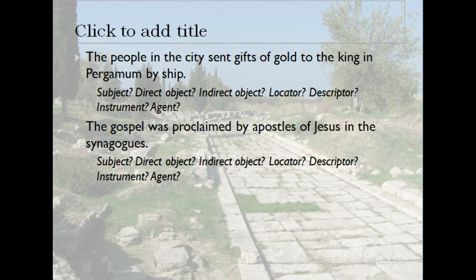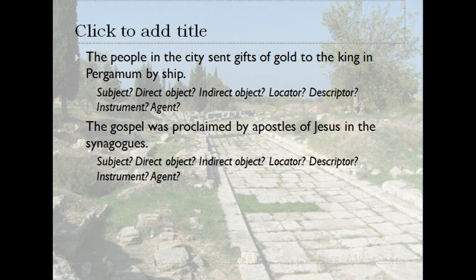The word gold is a descriptor. It is telling us something about the nature of the gifts. And we know this because it is prefaced with a preposition of. And finally, we know that ship is telling us something about how the action of sending was accomplished. And we know that because ship is prefaced with the word by. We could do a similar analysis on the second sentence.